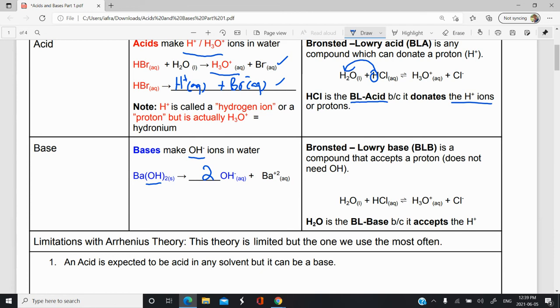But according to Bronsted-Lowry, a BLB, a Bronsted-Lowry base, is a compound that accepts protons. So here we have water. It accepted a proton from HCl, so that would be considered our base. So the H2O would be our base in this situation because it accepted a proton. How do I know? On the other side, your water has one more H than it had before, and it became hydronium. So this is something that accepts a proton rather than gets rid of one.